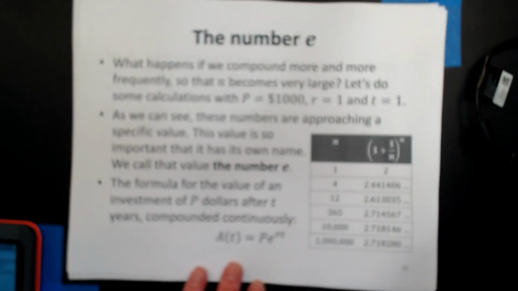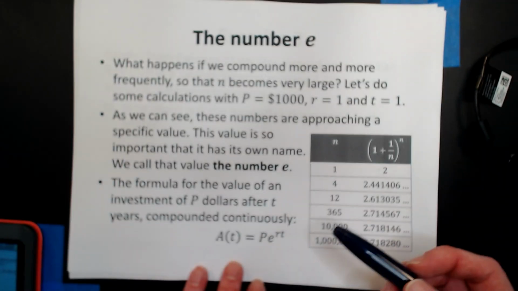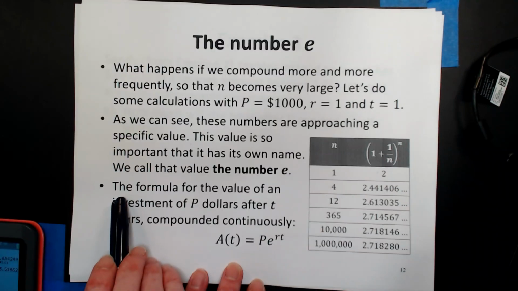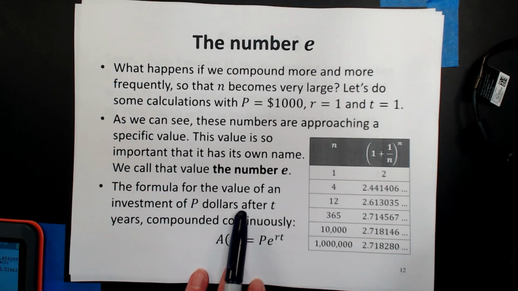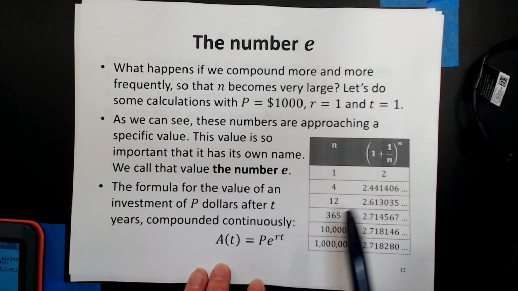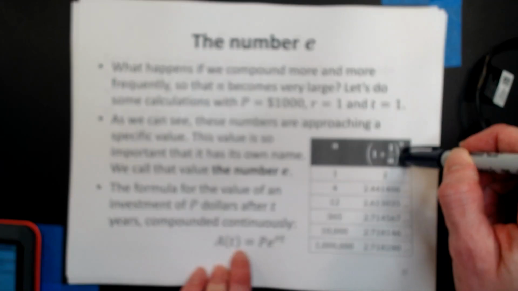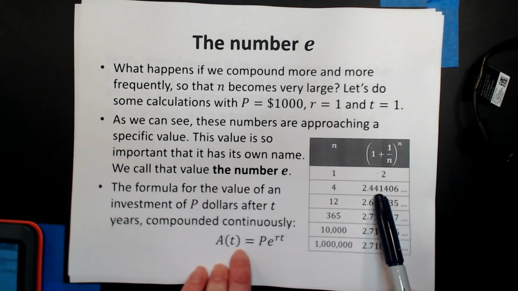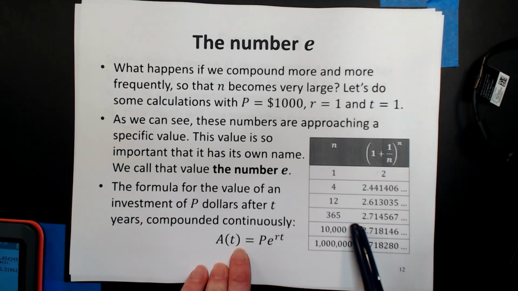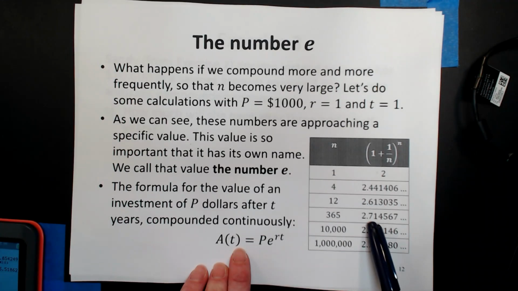But this is one of the ways we explain how to find e, or where it pops up everywhere, kind of like pi. The formula for the value of an investment P at time t compounded continuously will have this formula, where if we keep compounding, we're going to get 1 time is 2, 4 times a year is 2.4, 12 times is 2.6, and then every day is 2.7.